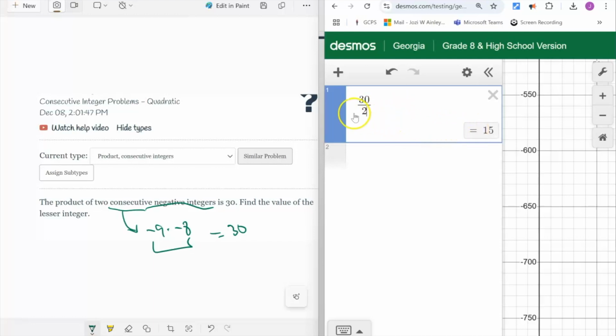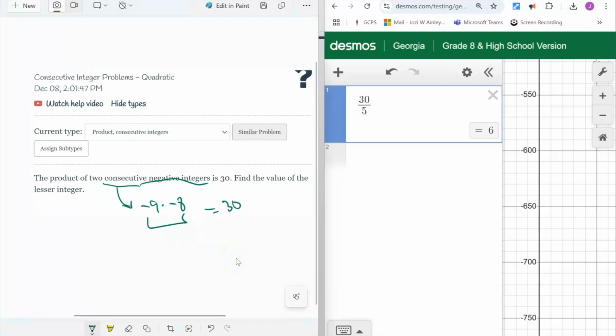So 2 and 15, they're not right next to each other. Let's try 3. 3 and 10 are not right next to each other. 4 doesn't work because it gives 7.5. 5 and 6, these are numbers right next to each other. Now the question is, can I make them both negative, because they say negative integers, for them to give me 30? So we're going to look at that.